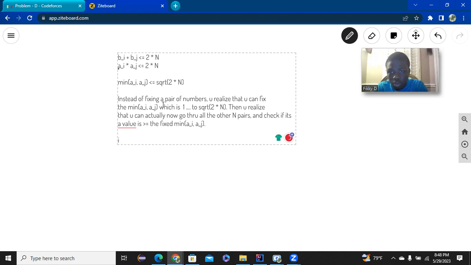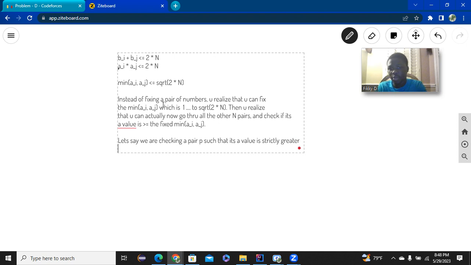If the greater than case, basically, if we're at a pair, let's say we are checking a pair P such that its a value is strictly greater than our fixed minimum. So in this case, it's actually easy.